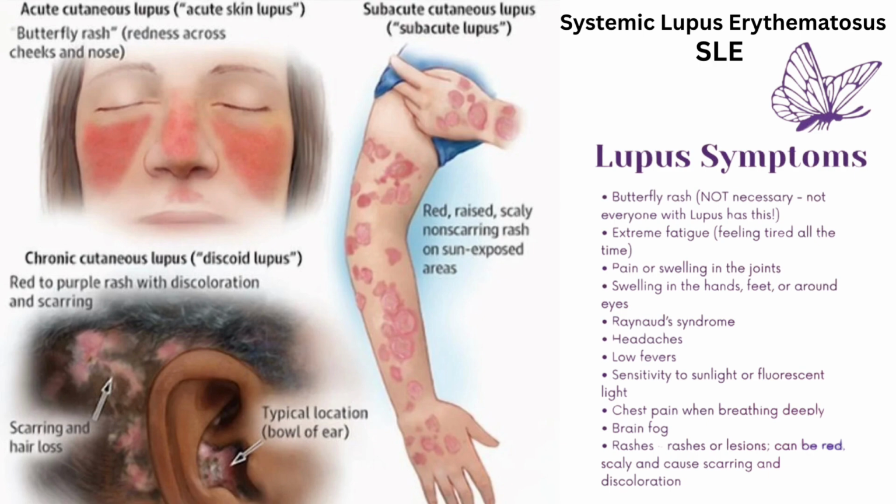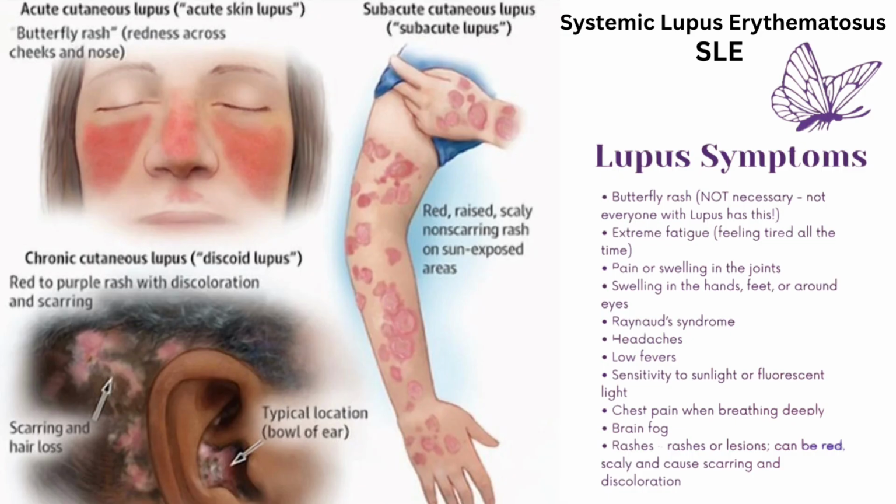If ANA is positive, look for specific antibodies. Anti-dsDNA is relatively specific for SLE and often correlates with renal activity. Anti-Sm is highly specific but less sensitive. Anti-Ro or SSA and anti-La or SSB are associated with subacute cutaneous lupus, neonatal lupus risk, and certain photosensitivity patterns. These tests help confirm the diagnosis and give clues about likely organ involvement and prognosis.